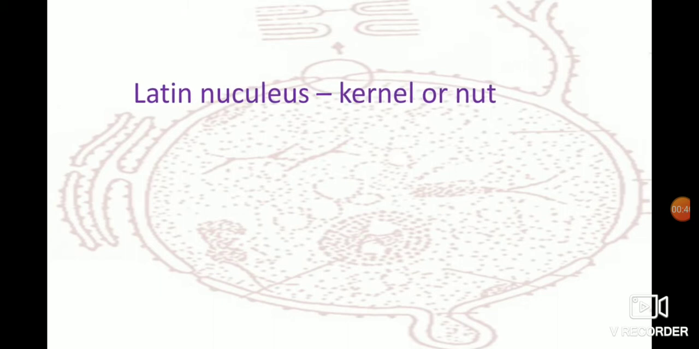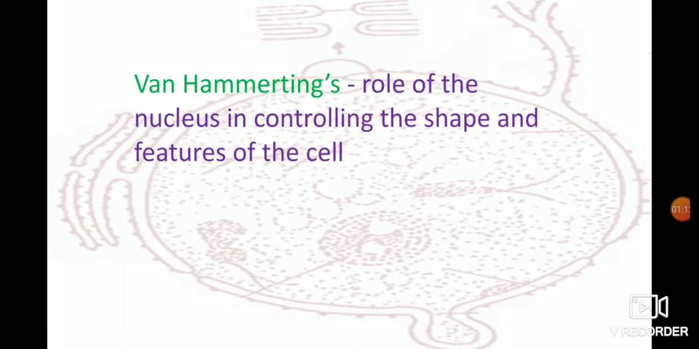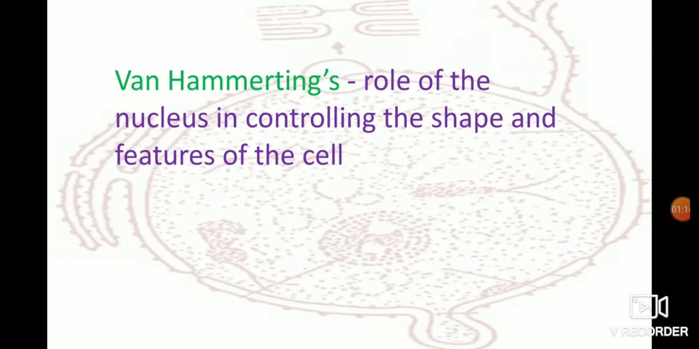The word nucleus comes from a Latin word nucleolus, which means kernel or nut. So nucleus is a membrane bound organelle containing chromosomes and nucleolus. The nucleus is the brain of the eukaryotic cell. Robert Brown in 1833 discovered a prominent body within the cell and termed it nucleus. Van Hamilton's experiment showed the role of the nucleus in controlling the shape and features of the cell.